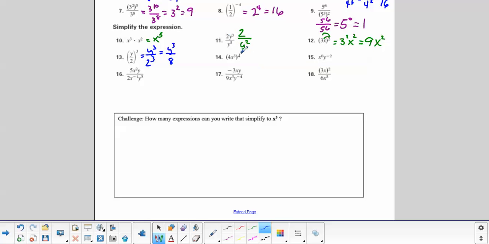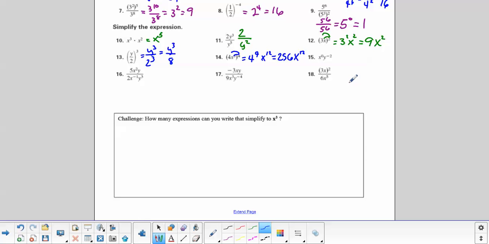In 14, we distribute the 4 to each of these, so I get 4 to the 4th, and then I multiply the 3 times the 4, and I get x to the 12th. 4 to the 4th is 4 times 4 times 4 times 4, which is 256. x to the 12th.